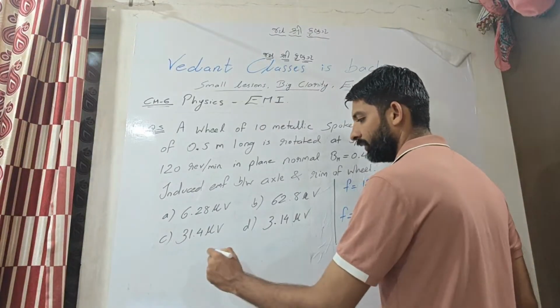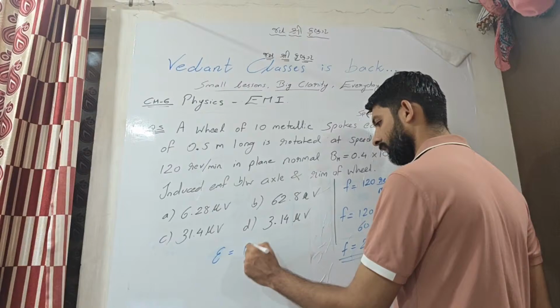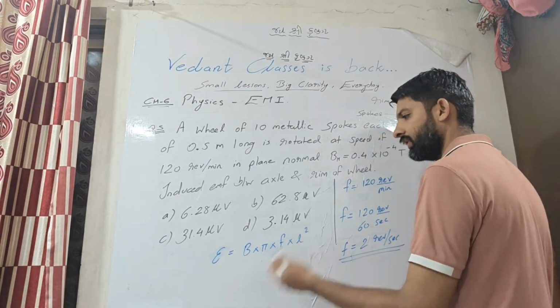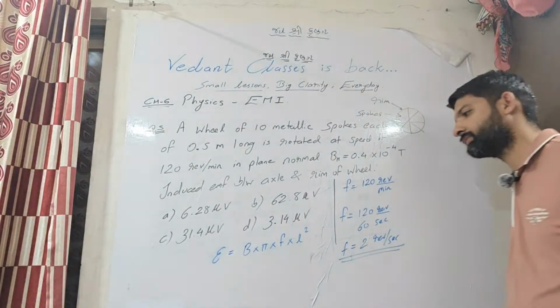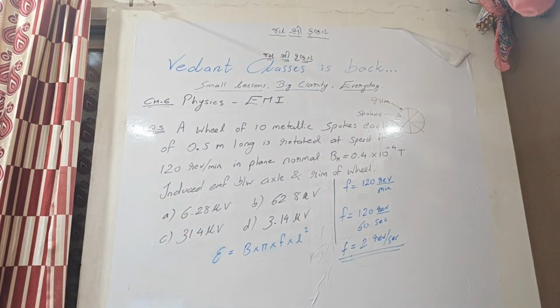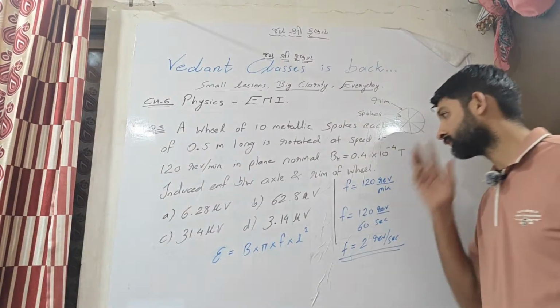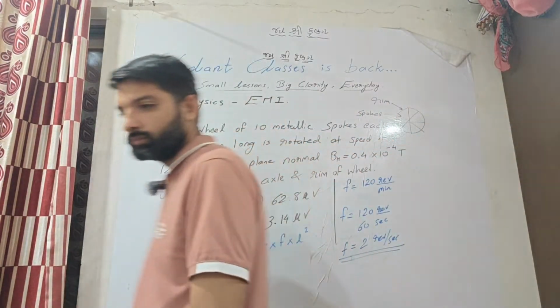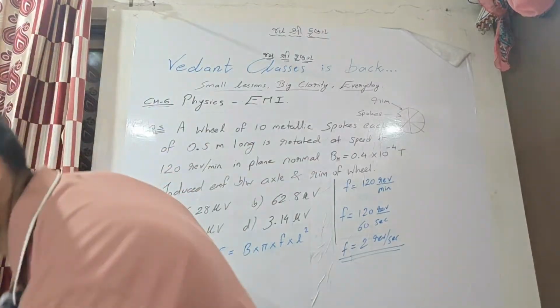Epsilon is equal to B into pi into f into l square. Put the values in this and the answer will come. Clear? Let's solve the next question.